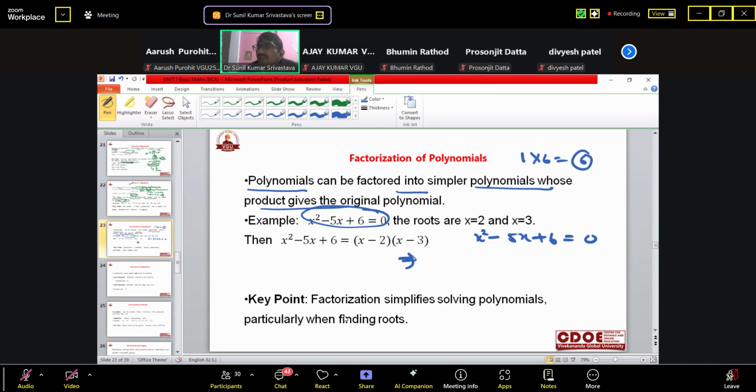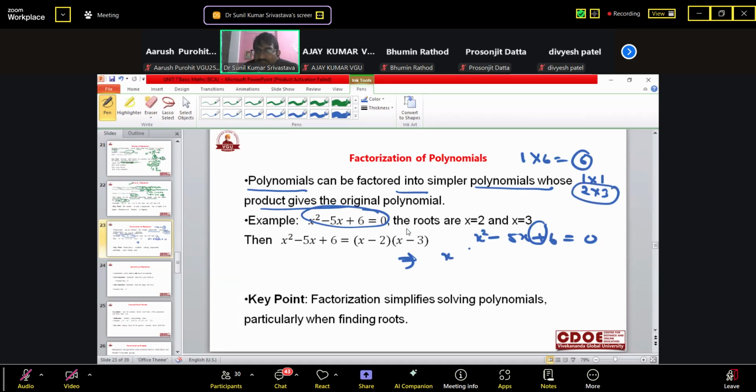We have to take all the factors of 6. So the factors of 6 are 1 into 6 and 2 into 3. Now we take the factors such that if there is a plus sign, by addition we get the middle term, or if there is a minus sign, by difference we get the middle term. So 2 plus 3 is equal to 5.